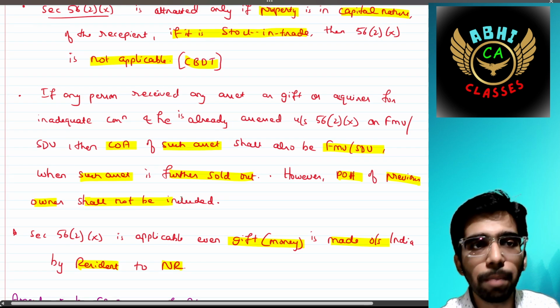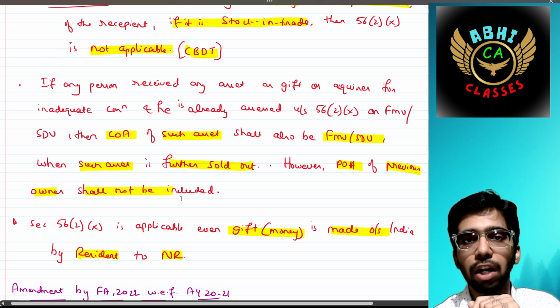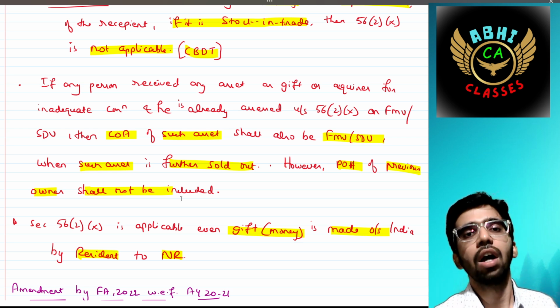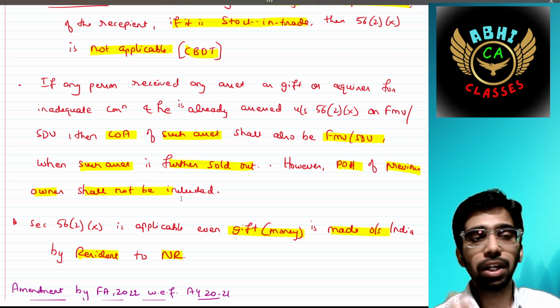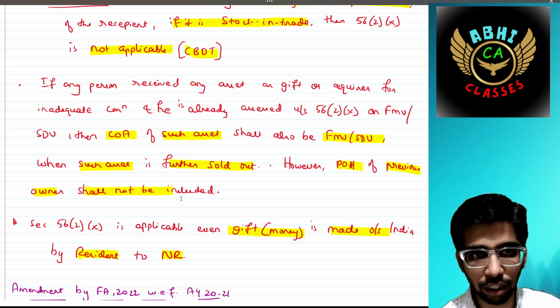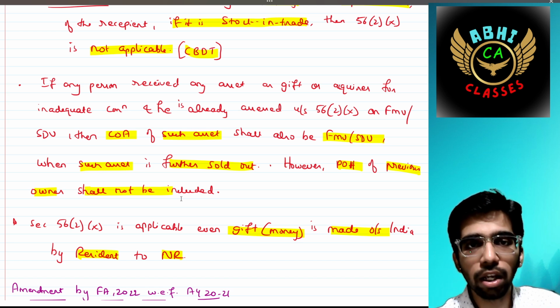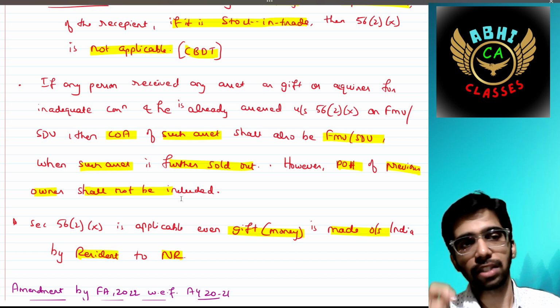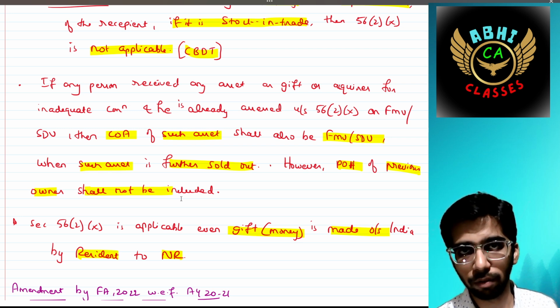Okay. If any person receives any asset as a gift or acquires it for inadequate consideration, he is assessed under section 56(2)(x) on FMV or SDV as the case may be. Then the cost of such asset, when I subsequently sell it, shall be the fair market value or SDV as the case may be when such asset is further sold. However, the period of holding of the previous owner shall not be considered.